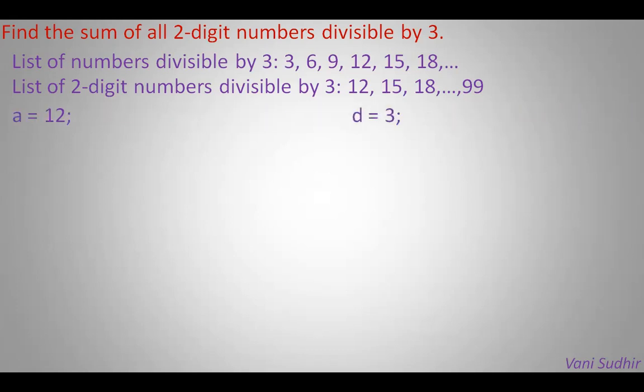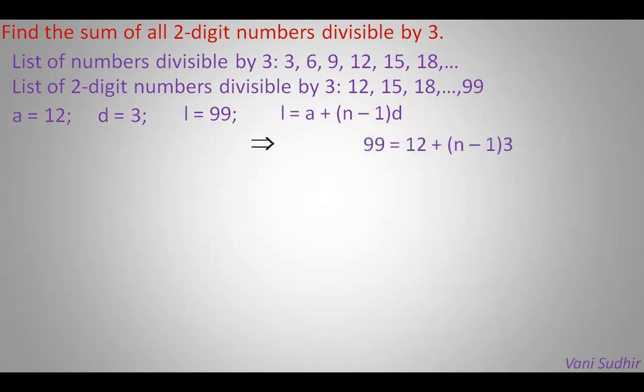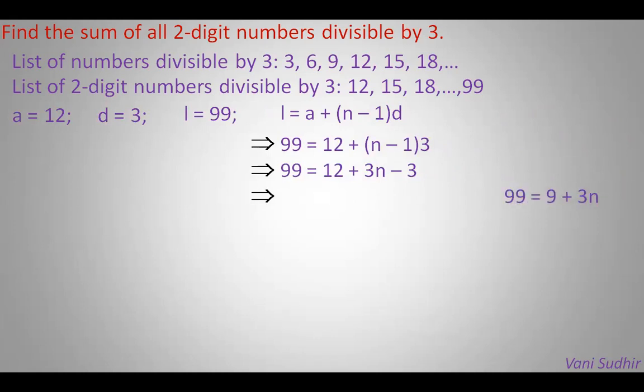The first term is 12 and the common difference will be 3, as the multiples are of 3 only. Here the last term is 99, that is the nth term. You can use the nth term formula, a plus n minus 1 times d. Substitute last term value 99, first term value 12, and d as 3. We have to use the distributive property, that is 3n minus 3, and 12 minus 3 gives 9. 9 if you transpose to that side, minus 9. 99 minus 9 is 90. So 3 times n is 90, so n is 30. So the number of 2-digit numbers which are divisible by 3 means 30 terms are there.